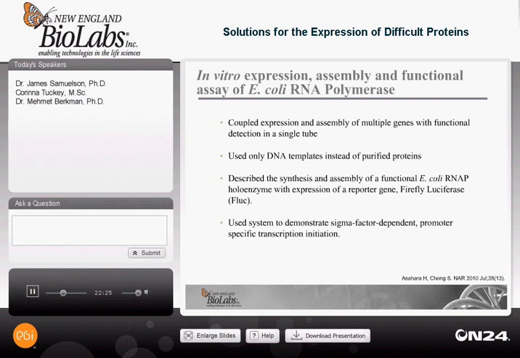So the in vitro expression, assembly, and functional assay of E. coli RNA polymerase was done with a strategy that coupled expression and assembly of multiple genes with functional detection in a single tube. The researchers used only DNA templates instead of purified proteins to do this study, and the paper describes the synthesis and assembly of the functional E. coli RNA polymerase holoenzyme with the expression of a reporter gene, the firefly luciferase. They then went on to use this system to demonstrate sigma factor-dependent promoter-specific transcription initiation.